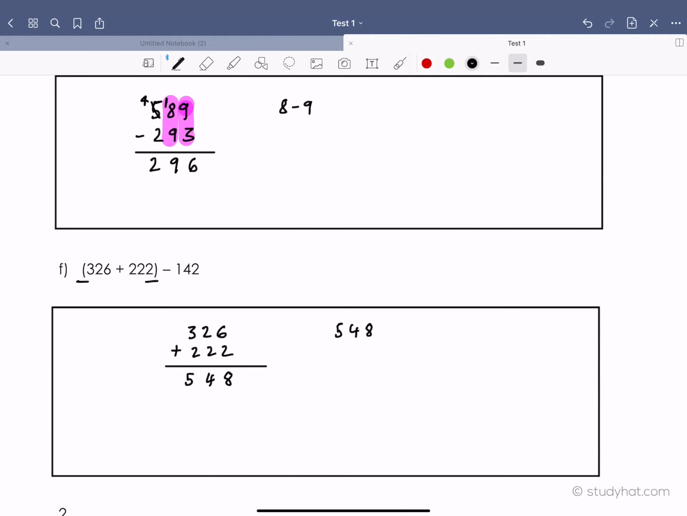So 548 minus 142. Again, starting from the right-hand side, 8 minus 2 is 6, 4 minus 4 is 0, 5 minus 1 is 4. And that is our answer.